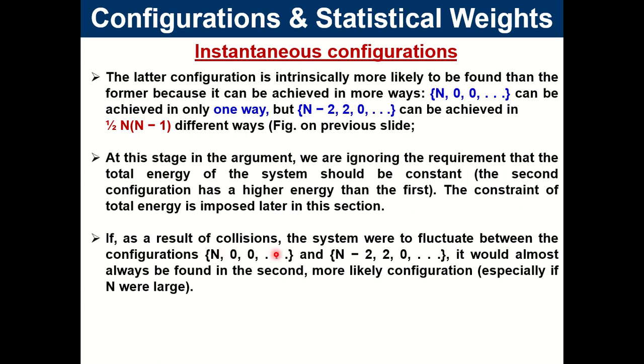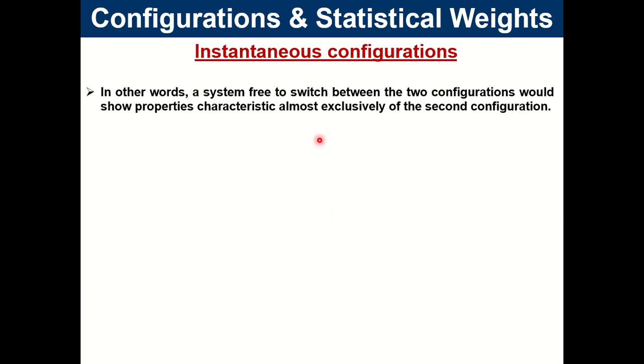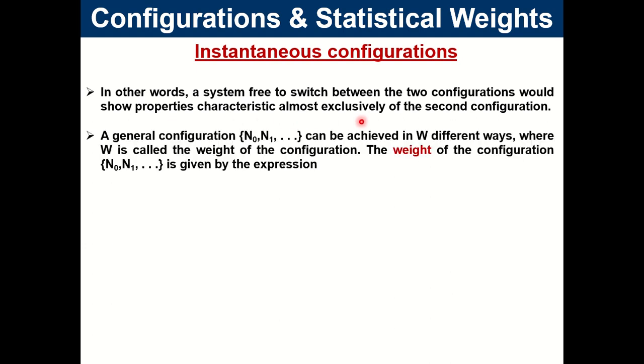So what we are going to discuss here is that even if we start with this configuration, it is likely to change to such a configuration because of the collisions taking place between the gaseous molecules. So it is more likely for the population to have this kind of greater population distribution in this manner. The system is free to switch between the two configurations, and would show properties characteristic almost exclusively of the second configuration.